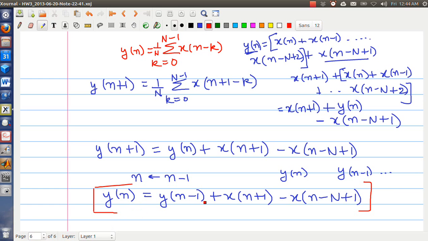And this is so much more efficient than this. So here we were having a total of n multiplies to calculate a single value of y of n, or even here there were n multiplications going on, or maybe not a multiplication but n additions. Here it's just the previous term plus 2 more terms. So this is very efficient.